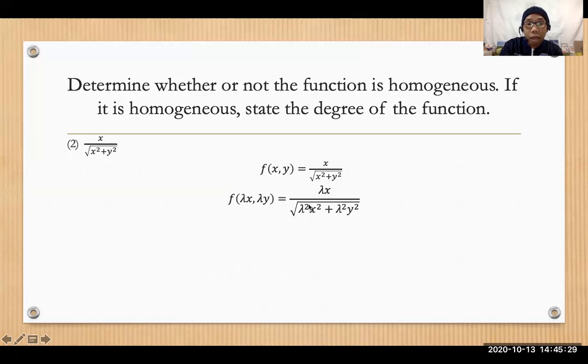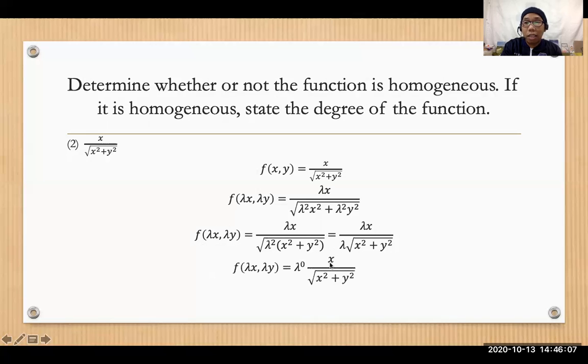As you notice, you have a common factor in your denominator, and that is lambda squared. So we factor out lambda squared inside the square root symbol, and then take the square root. So we have lambda, since the square root of lambda squared is lambda, and you have here the original function, square root of x squared plus y squared. Now you can see you have lambda in your numerator and lambda in your denominator, so you can cancel this. So you were able to eliminate lambda there, and having no lambda in the given function means that the degree is 0.